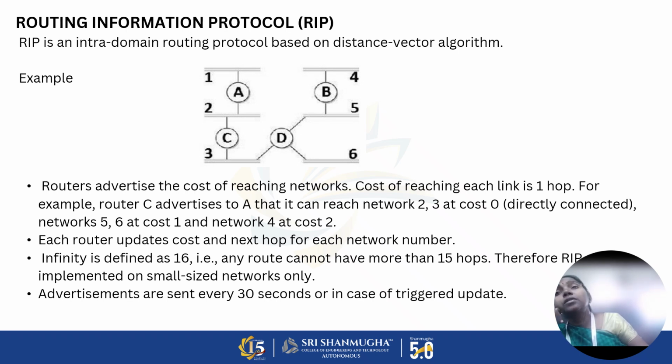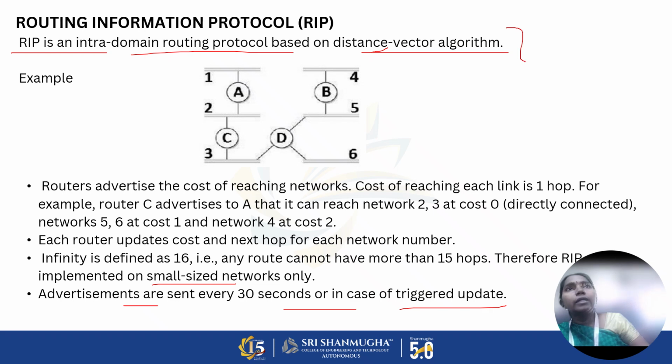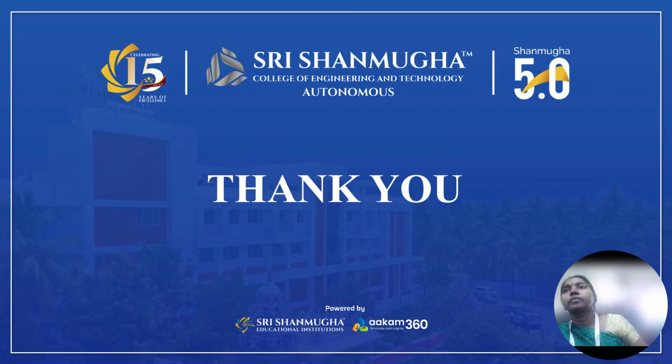Each router updates cost and next hop for each network number. Infinity is 16, that is, any route cannot have more than 15 hops. Therefore, RIP is implemented on small-size networks only. Advertisements are sent every 30 seconds or in case of a triggered update. So this is the RIP protocol, an intra-domain routing protocol based on distance vector algorithm. That's all.